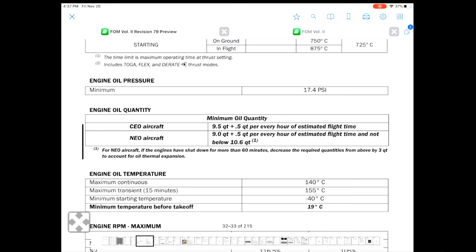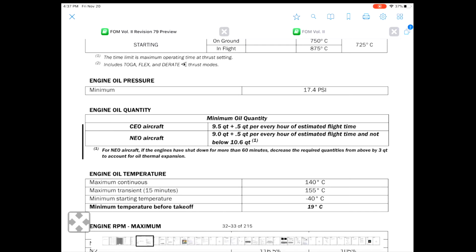So what we are going to do is realign with exactly what the OEM recommends, where the CO aircraft will be at 9.5 plus 0.5 quarts per every estimated hour of flight, and the NEO aircraft are going to go to what the OEM has, and that's 9.0 quarts plus 0.5 per every estimated hour of flight. But it's important to remember that it cannot dispatch below 10.6 quarts. Okay.